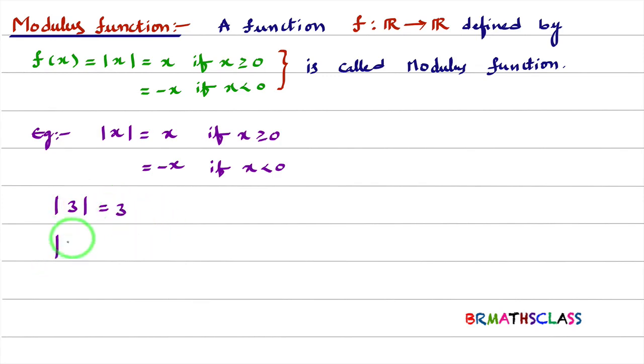For example, if I take modulus of 5 divided by 4. Here you observe whether this 5 by 4 is greater than 0 or less than 0. 5 is positive, 4 is positive, so 5 by 4 is clearly positive. Positive number means it is greater than 0. So 5 by 4 is greater than 0. It comes to which case? It comes to the first case. Then modulus of x can be written as x. So what is modulus of 5 by 4? Modulus of 5 by 4 is 5 by 4.